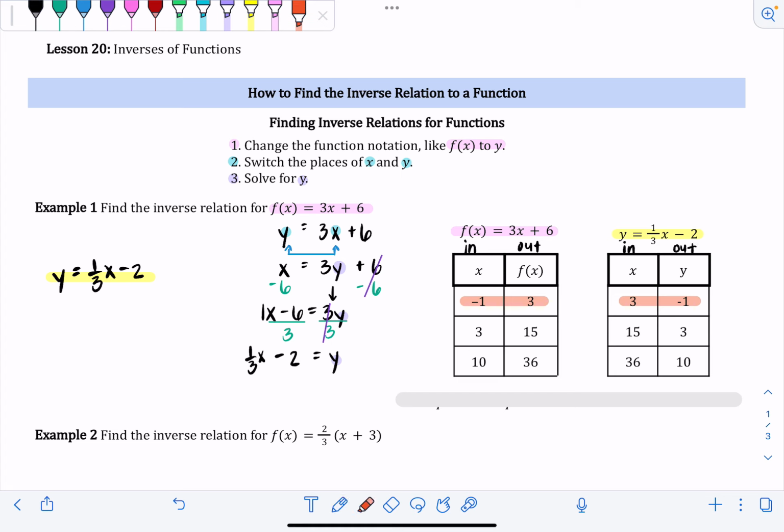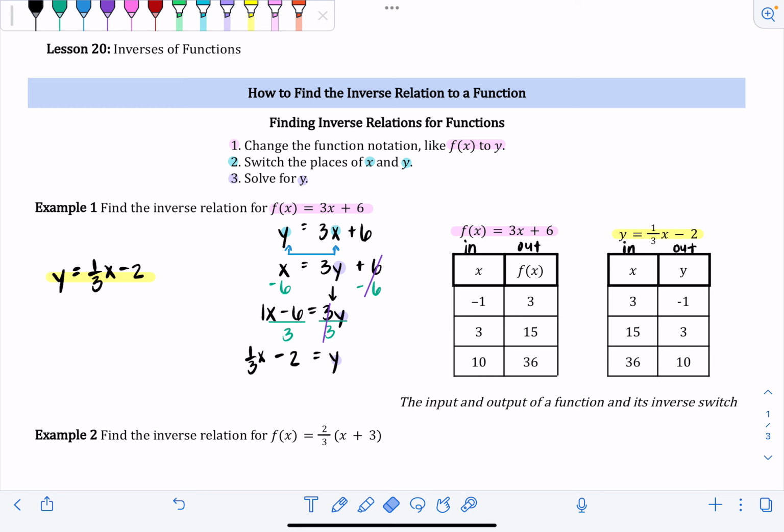If we look at the second point on the table, on f of x, it's (3, 15). On the inverse, it's (15, 3). So same two numbers, just switched locations. And then the third point, on f of x it's (10, 36), and for the inverse, it's (36, 10). So hopefully you're seeing the trend: each of the inputs and outputs are switching, and that's always going to be the case for any function and its inverse.